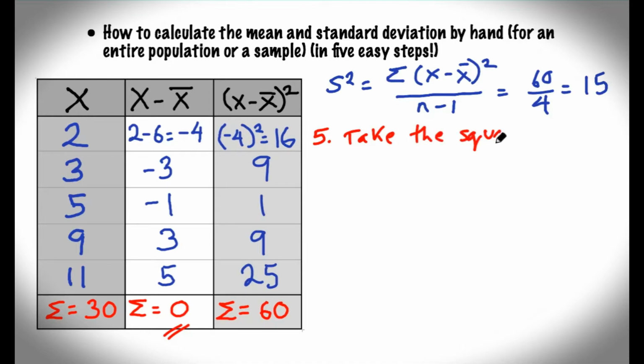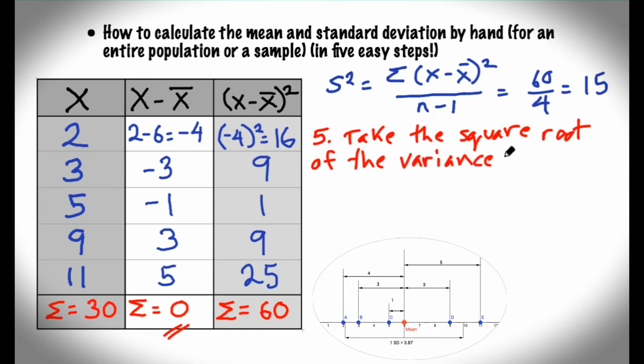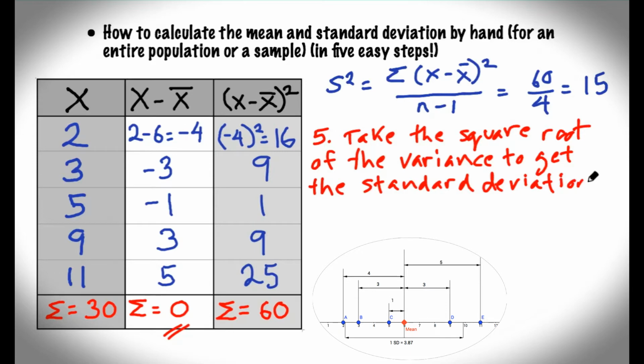Our final step is to take the square root of the variance to get the standard deviation, sigma or s. This is a measure of how much spread around the mean the data set has. The smaller the standard deviation, the closer all the x values are to the mean. So for my sample, s is equal to the square root of 15, or about 3.873.